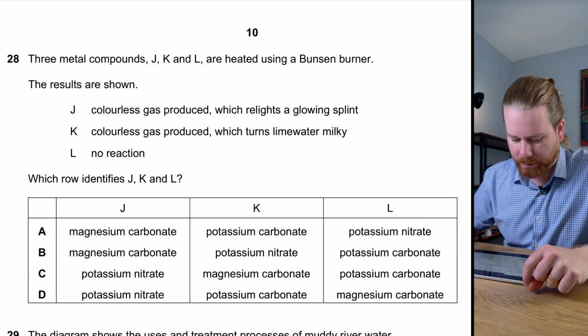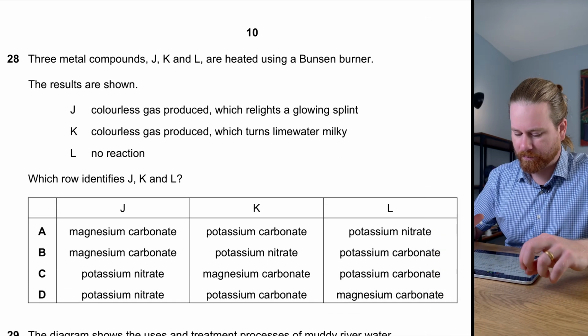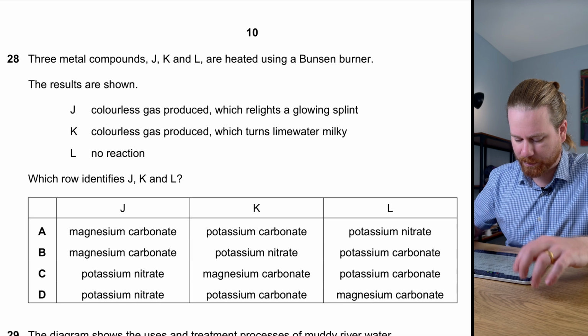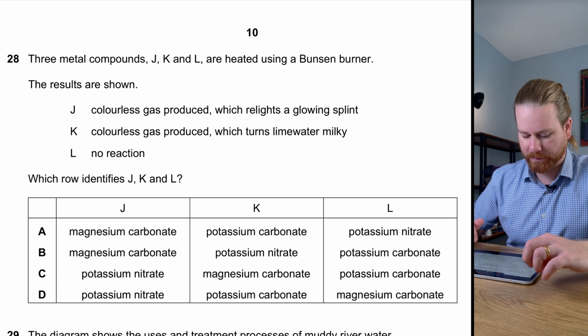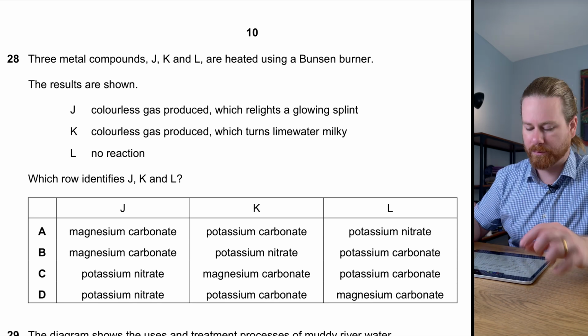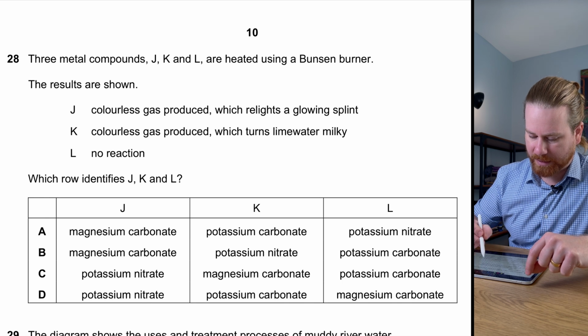Okay, so on to 28. So we've got our 3 compounds heated using a Bunsen burner. And we've got some results. So what can we figure out from the results? So let's go through each one. Yeah, need to go through each one at a time.